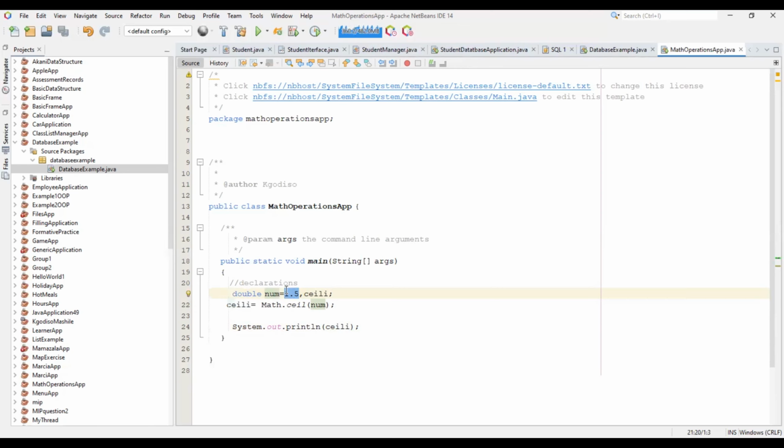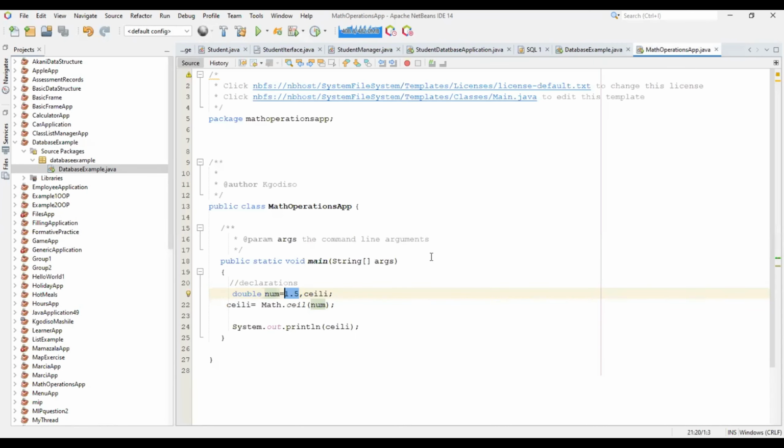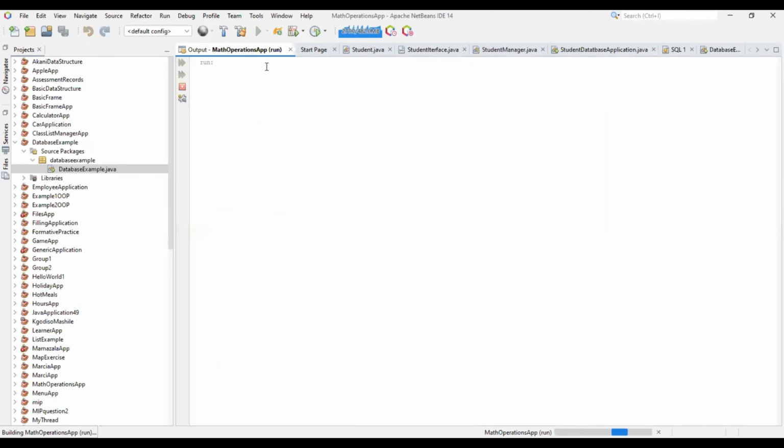A ceiling is like in your house, you're having a ceiling and you're having a floor. So what the ceiling is going to do is round up, and the floor is going to round down. So let's just run this. As you can see, it's going to return to you a 2 because it is rounded up. And if you put in a 1.3, okay, let's just cancel it.